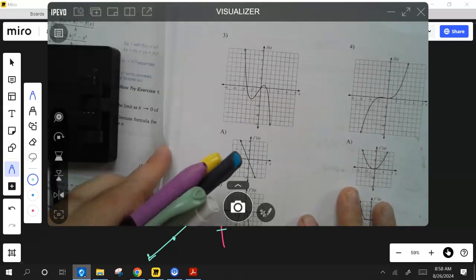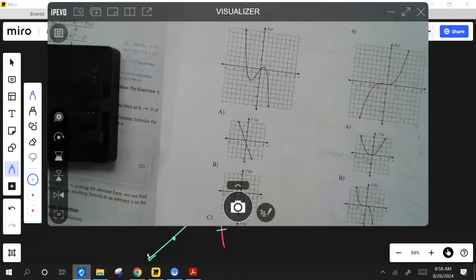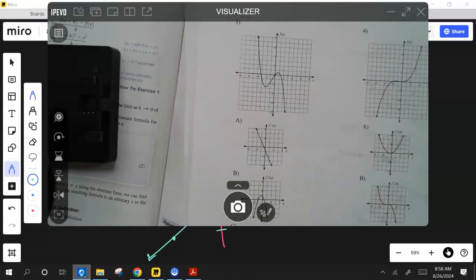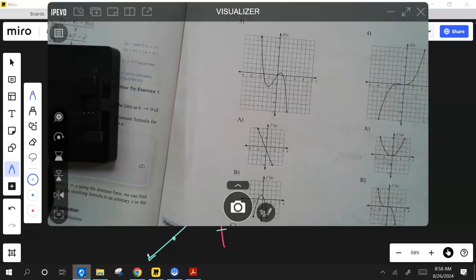All right, look at number 3. All right, look. This is still a cubic.